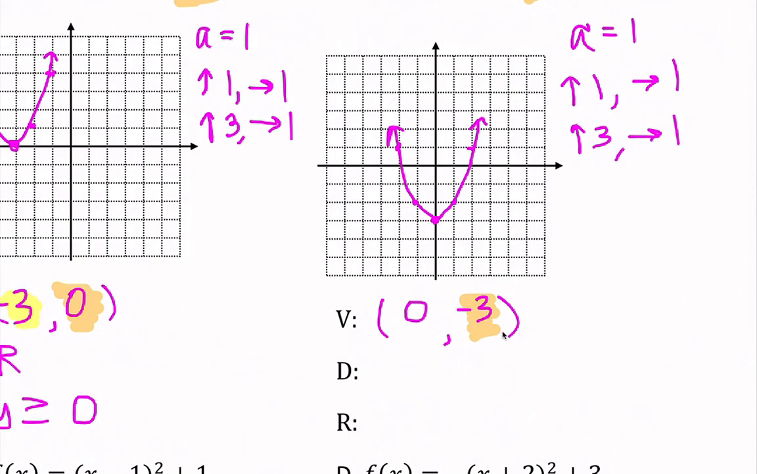All right, so let's talk about domain. That's x's left and right. So as I slide to the left, it will go forever. As I slide to the right, it will go forever. That's called all real numbers.